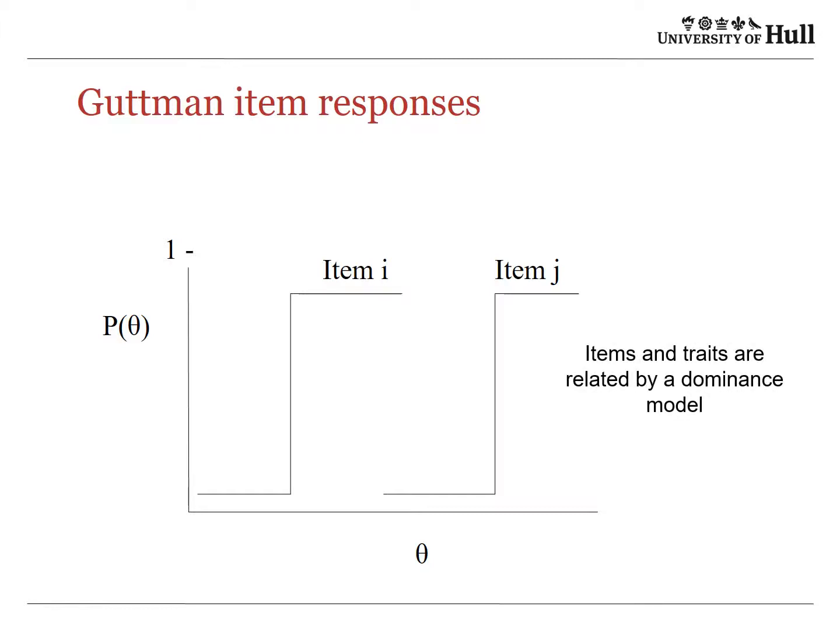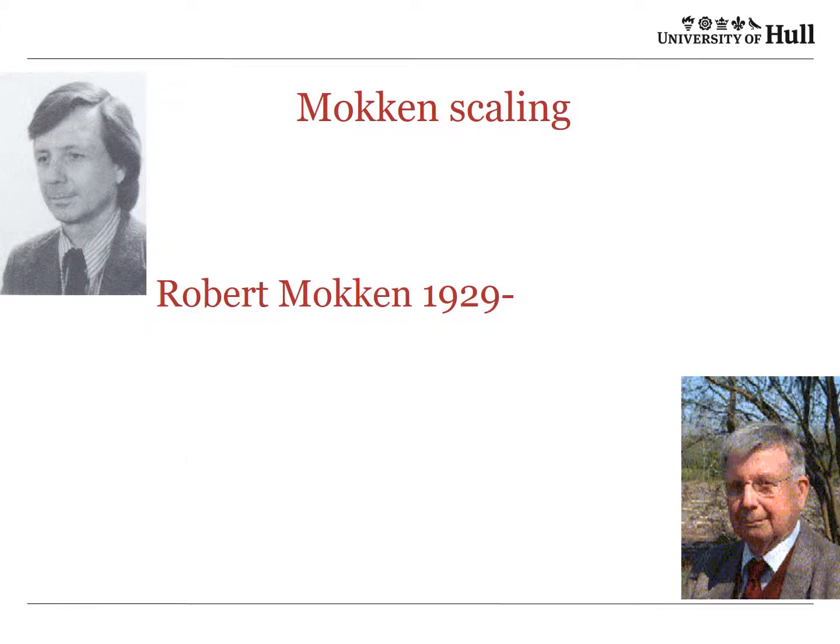So items and traits are related by what's called a dominance model in Guttman scaling. You either score or you don't, and one item has to be positioned in a particular place on the latent trait, and only on that place on the latent trait. However, we can more or less dismiss Guttman scaling for the time being, because we're going to look at Mokken scaling. And Mokken scaling was developed by Robert Mokken, who was born in 1929 and is still alive.